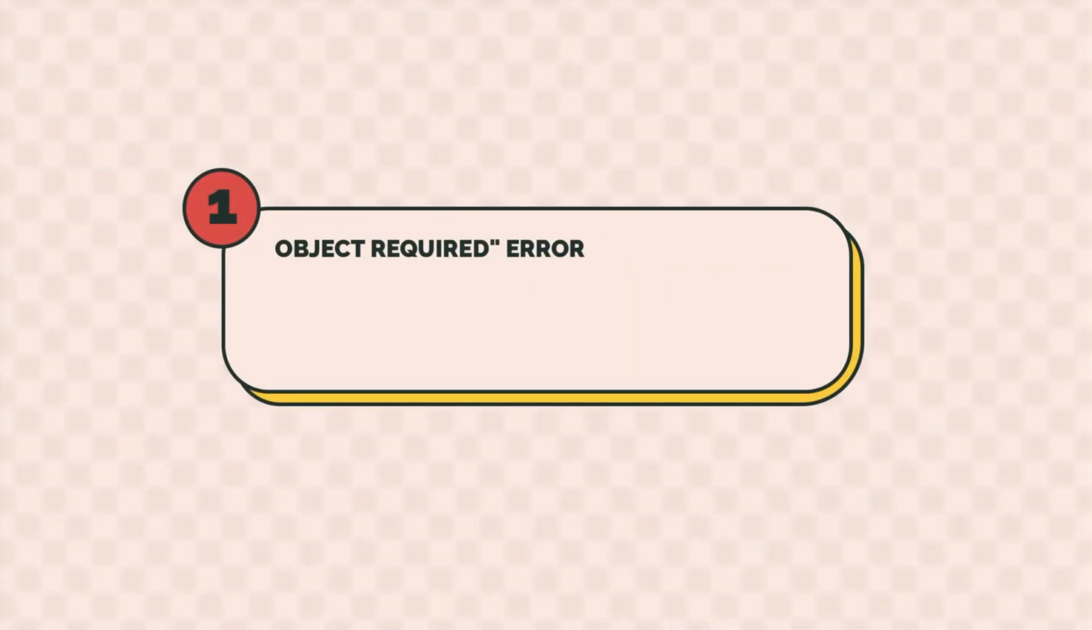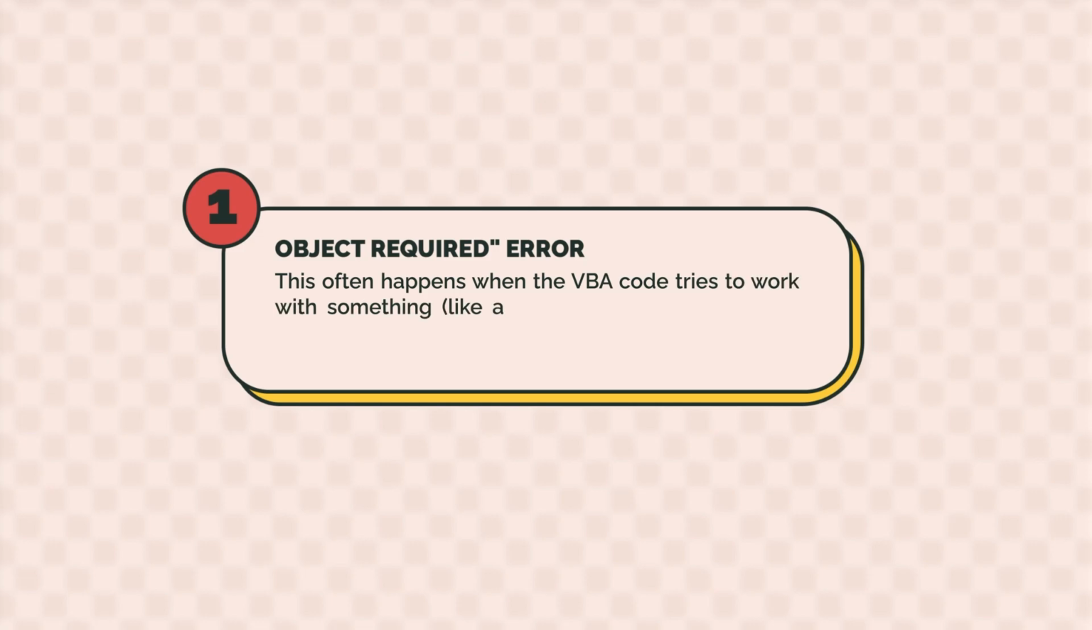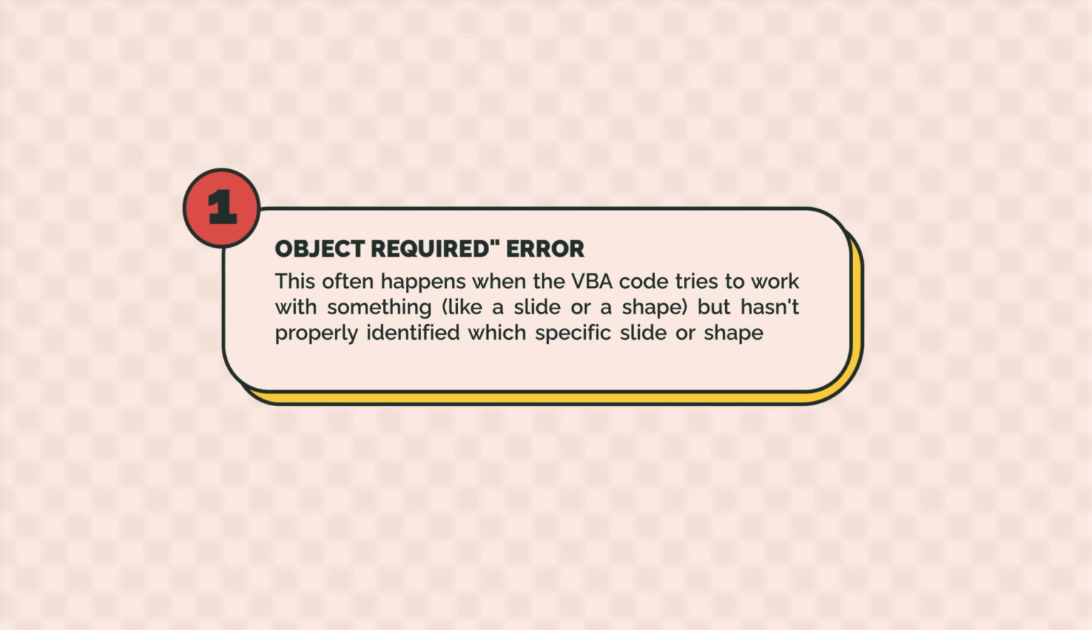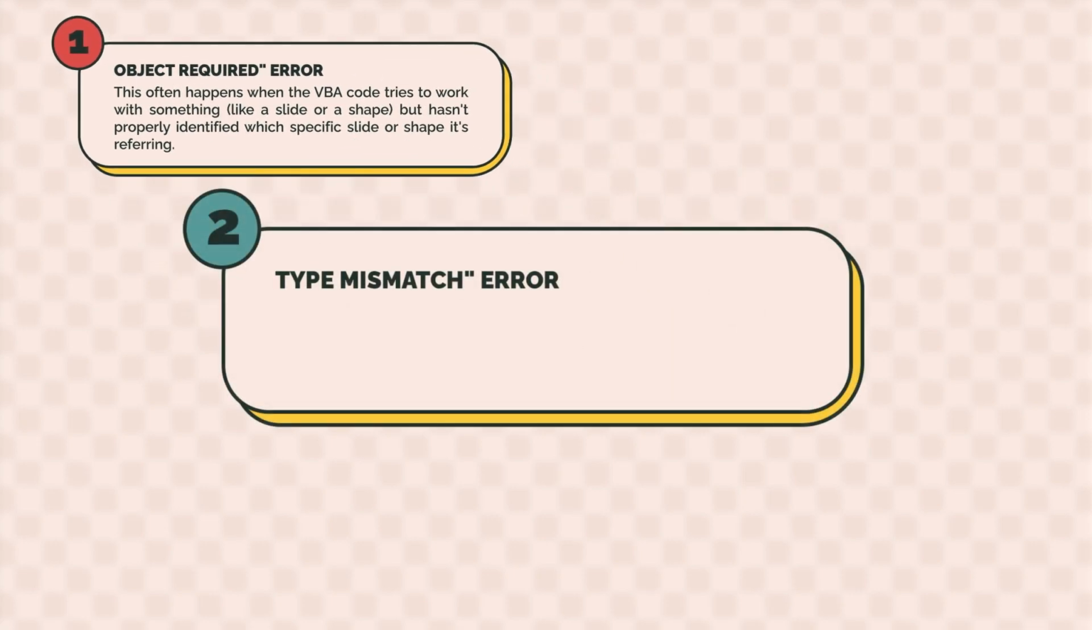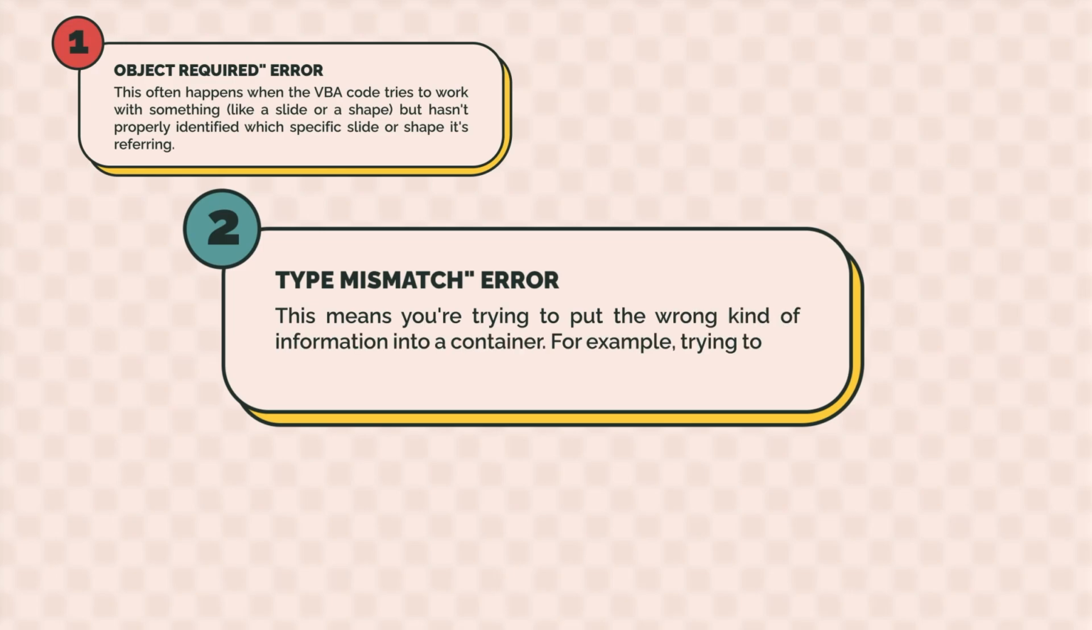Object required. Error with this often happens when the VBA code tries to work with something like a slide or a shape but hasn't properly identified which specific slide or shape it's referring to. Type mismatch. Error. This means you're trying to put the wrong kind of information into a container. For example, trying to put text into a container that expects a number.